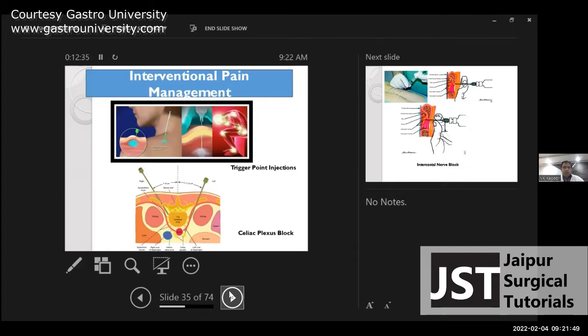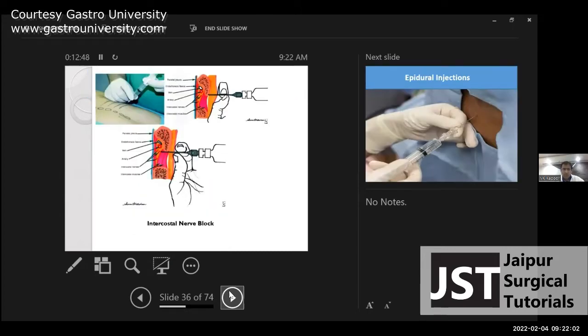We are doing trigger point injections. We are doing celiac plexus blocks for our patients. We have done celiac plexus block in about 5 to 6 patients, with CA gallbladder and CA pancreas, and we have achieved good results with that. We are also doing intercostal nerve blocks, which are very useful in CA lung patients.